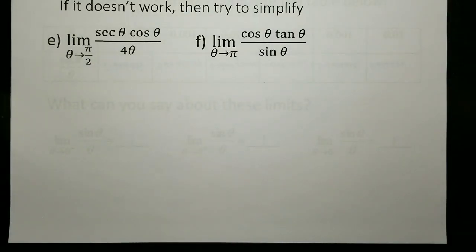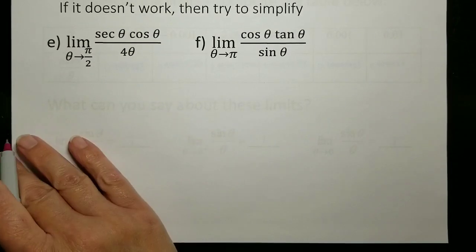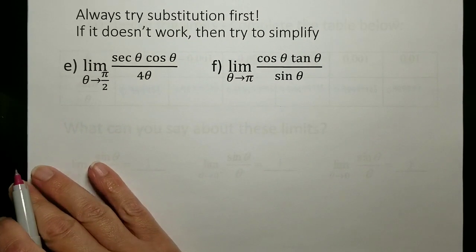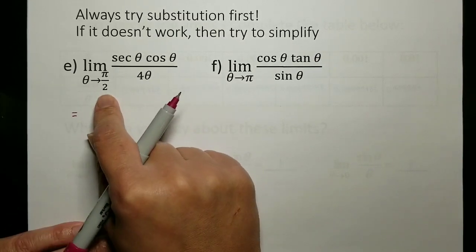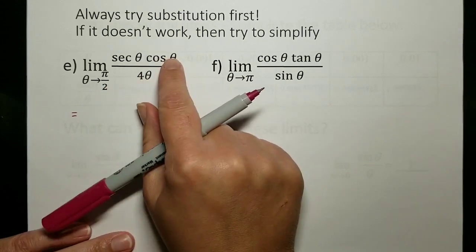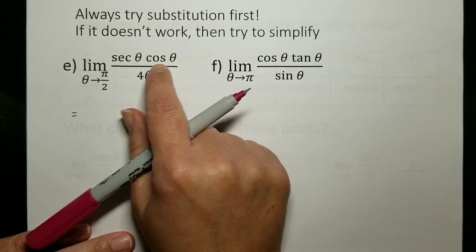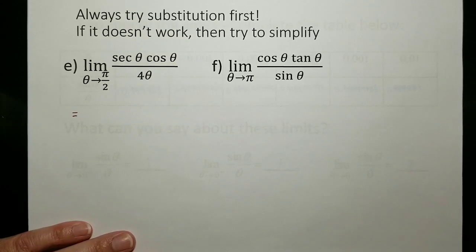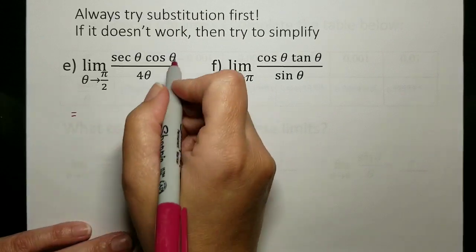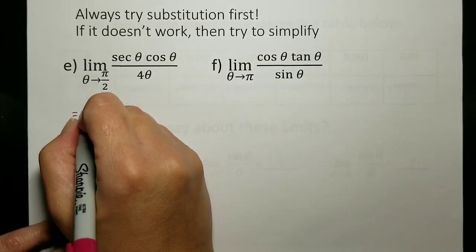Couple more. Here, the limit as theta approaches pi over 2. Now, is this going to cause a problem? Cos of pi over 2 is 0, but secant of pi over 2 is actually going to be undefined because remember it's the reciprocal of cos. So I do have to simplify this a little bit first.